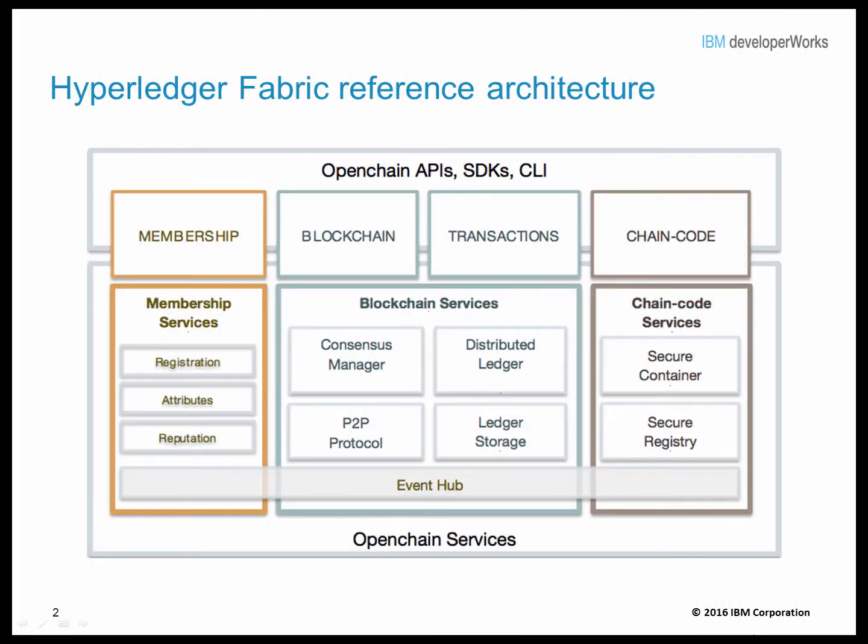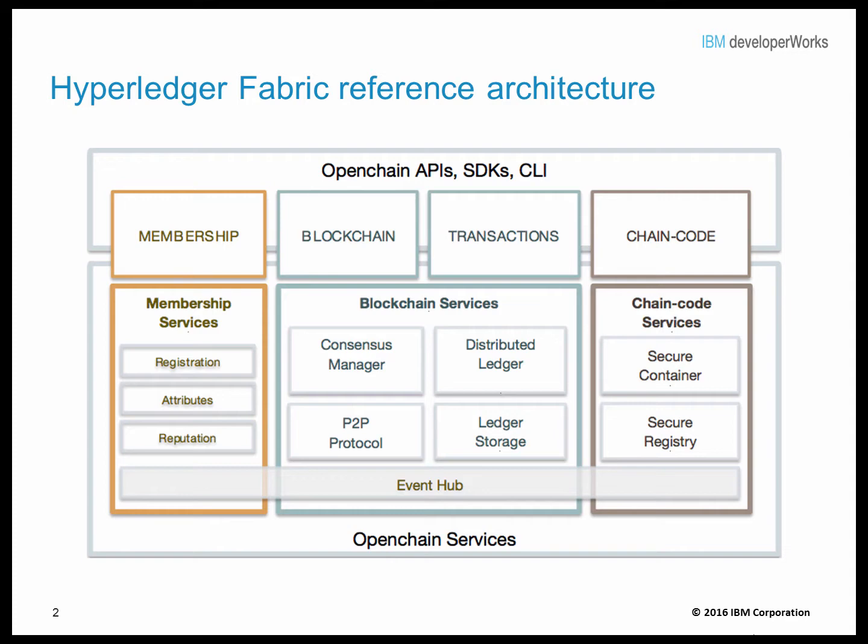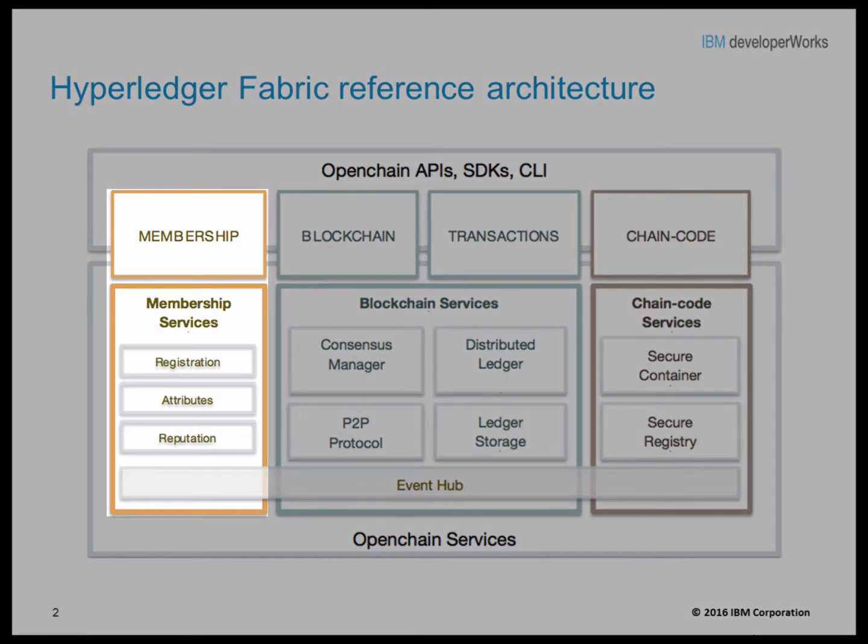Here is an overview of the Hyperledger Fabric project reference architecture. The reference architecture is aligned in three categories: membership, blockchain, and chain code services. These categories are logical structures and not a physical depiction of partitioning of components into separate processes, address spaces, or virtual machines. First, let's look at the first category, membership services.